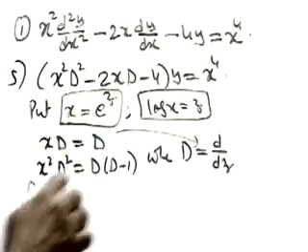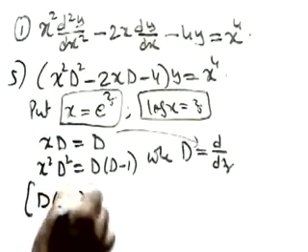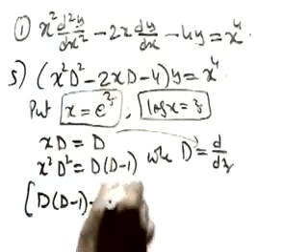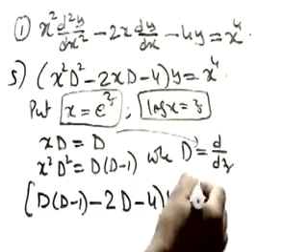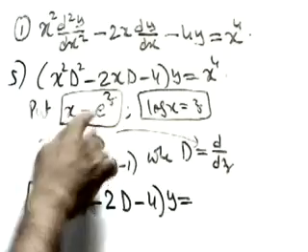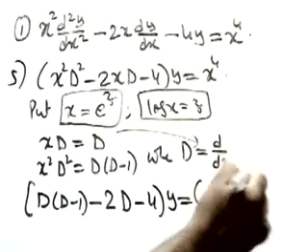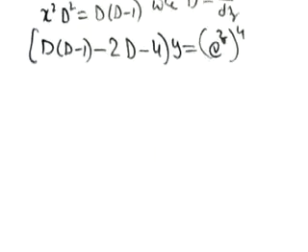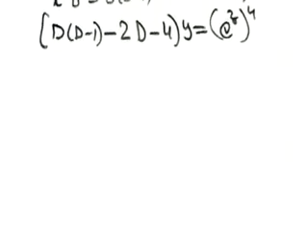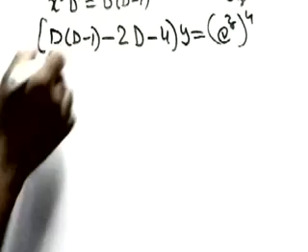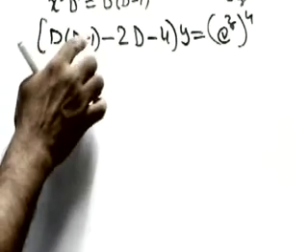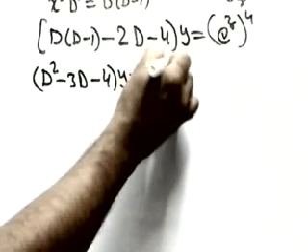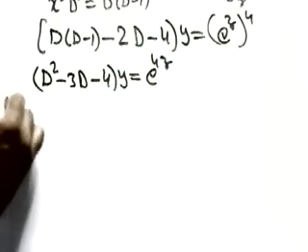Now this question will change. In place of x square d square, you can write d into d minus 1, minus 2 into x d which is d, minus 4 into y equals x power 4. What we have, x is e power z, so x power 4 is e power 4z. Now let me multiply this. We have to continue the same as the previous questions' methods. So this will become d square minus d, minus 2d, which will be minus 3d, minus 4 into y equals e power 4z.